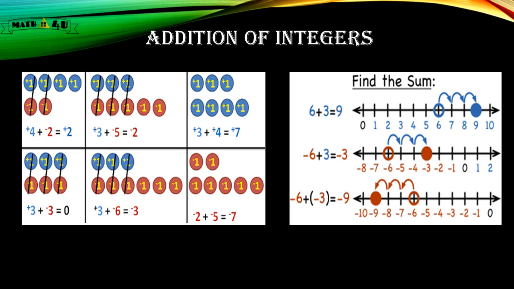In the next example, +3 plus -6 is equal to -3. Here 6 minus 3 is equal to 3. 6 is the greater number, its sign is negative, so the answer is negative.